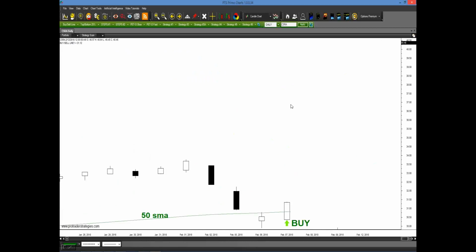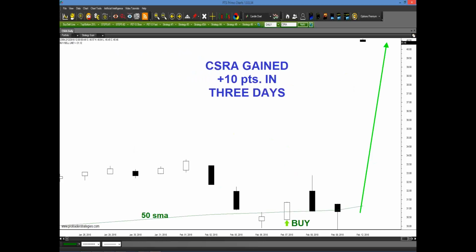How about CSRA? This is a little bit more advanced. We are originally above the 50-period moving average, but now we start to oscillate, and then we close entirely below. But the next bar closes above. Remember, the rule is you can only enter above the 50-period moving average. So even though we had a previous bar close below, this bar closed above the 50 and in the top 25%. So it actually is a valid buy signal. Although it's a little bit advanced, a little bit more aggressive, that's okay. But if you take advantage of that, well, the stock gained 10 points in 3 days.